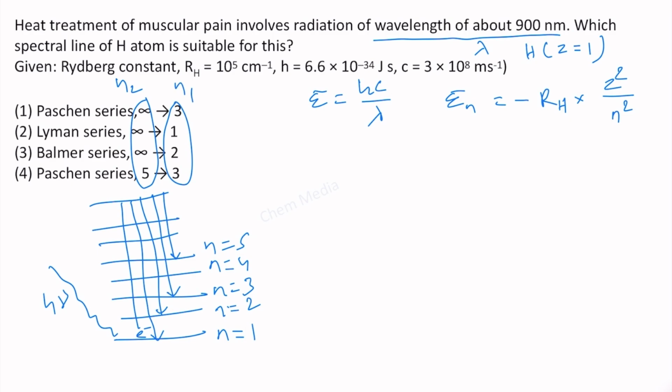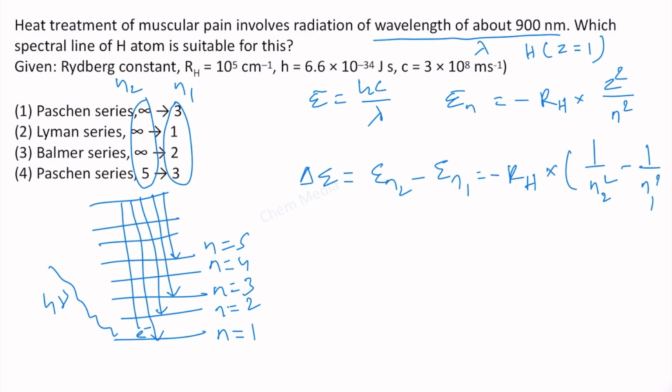So, it is the energy difference that we calculate in the hydrogen emission spectrum, and therefore, delta E is equal to En2 minus En1, and therefore, this is equal to minus Rydberg constant times 1 by n2 square minus 1 by n1 square, or we can also write it this way: Rydberg constant times 1 by n1 square minus 1 by n2 square. Basically, what we are doing here is we are comparing energy with the energy difference.